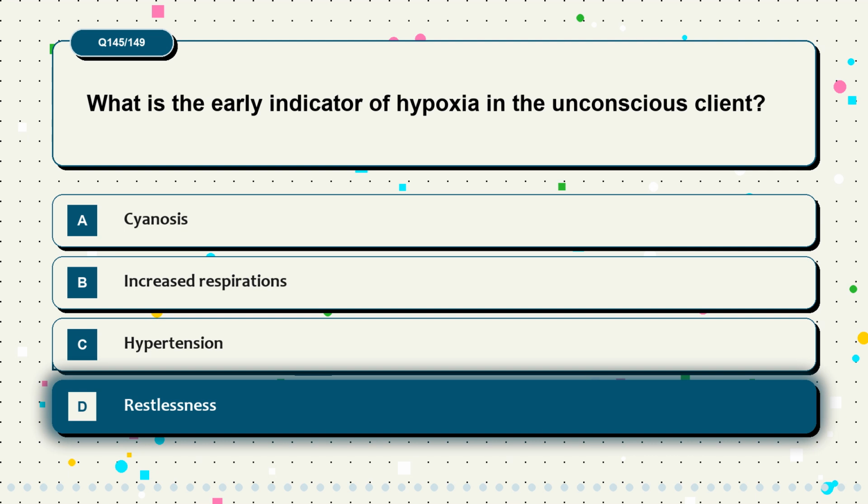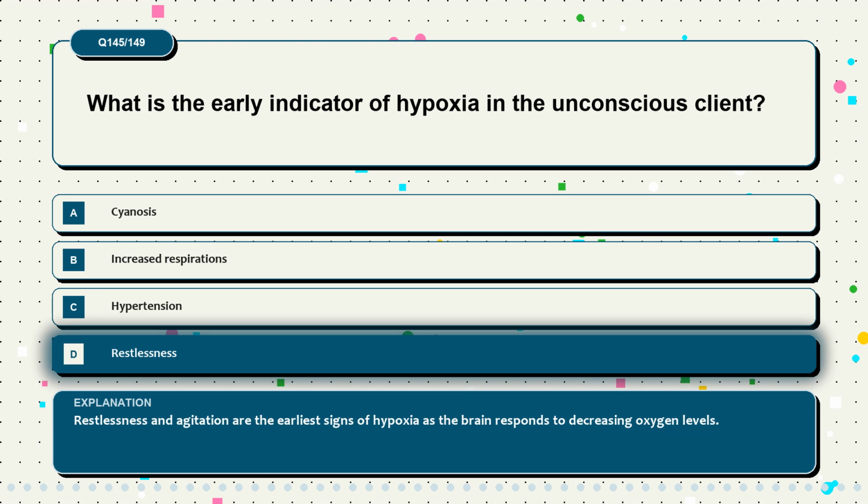The correct answer is option D. Restlessness. Restlessness and agitation are the earliest signs of hypoxia as the brain responds to decreasing oxygen levels.